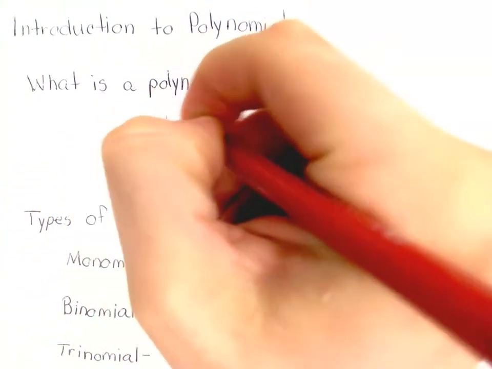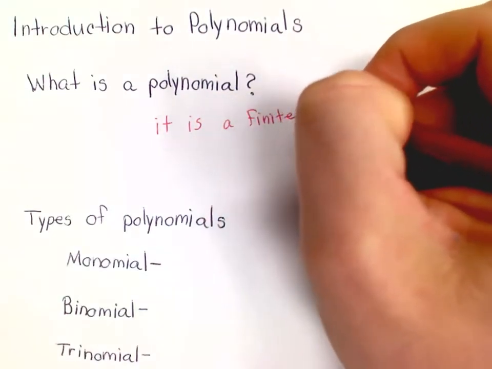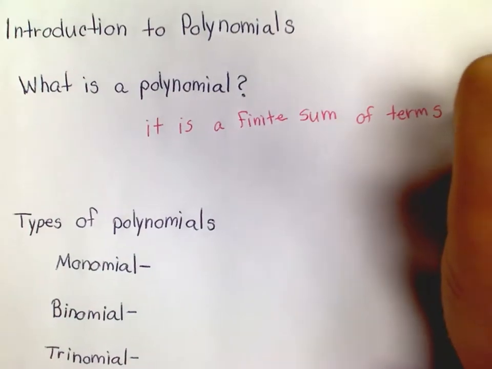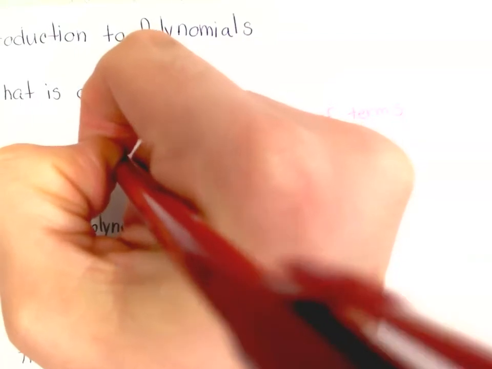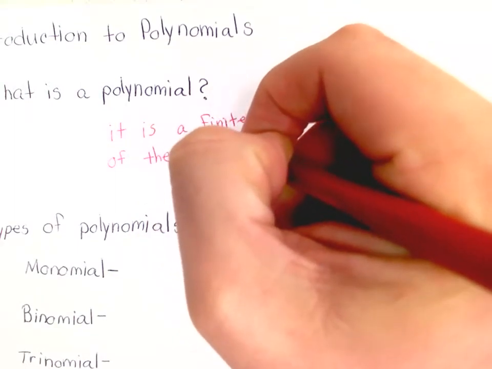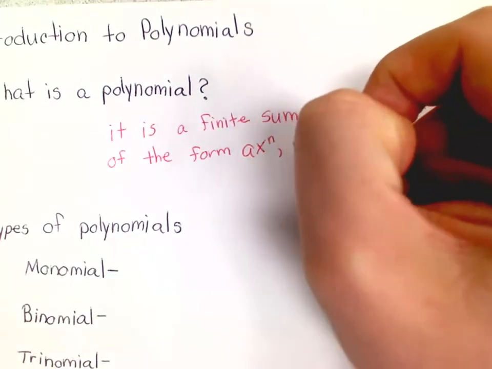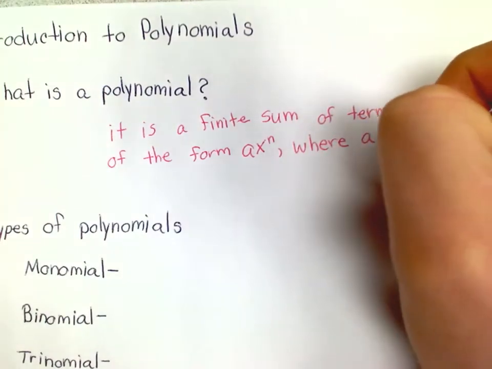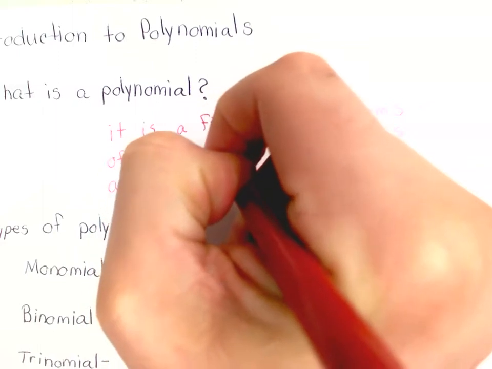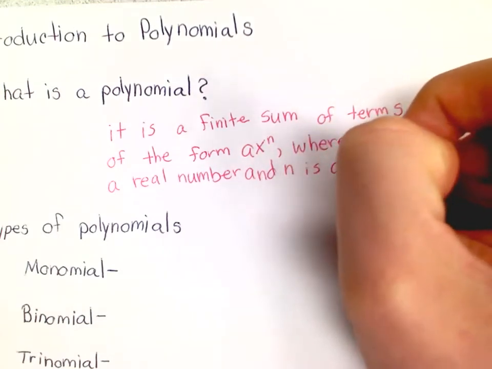Turns out it is a finite sum of terms of the form a times x to the nth power, where a is a real number and n is a whole number.